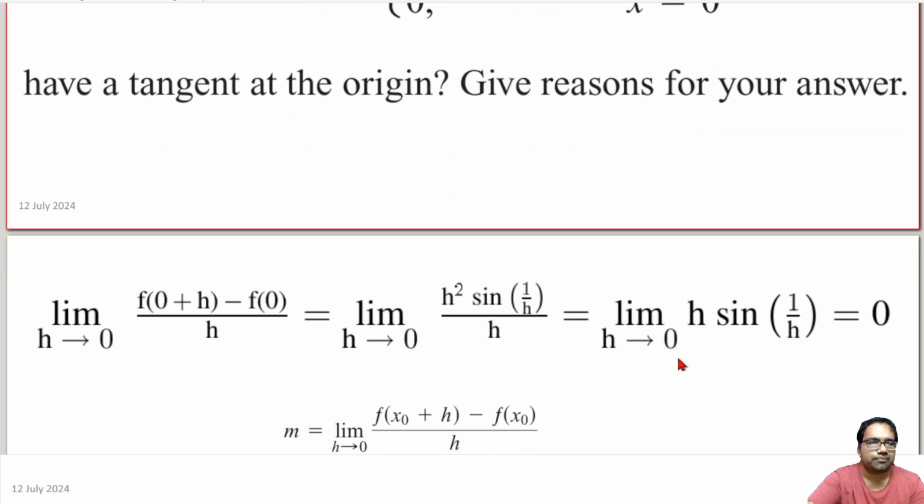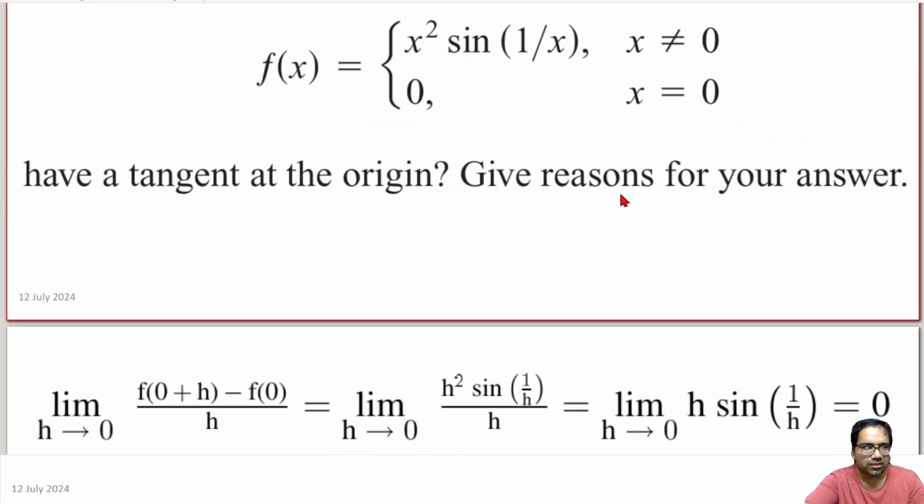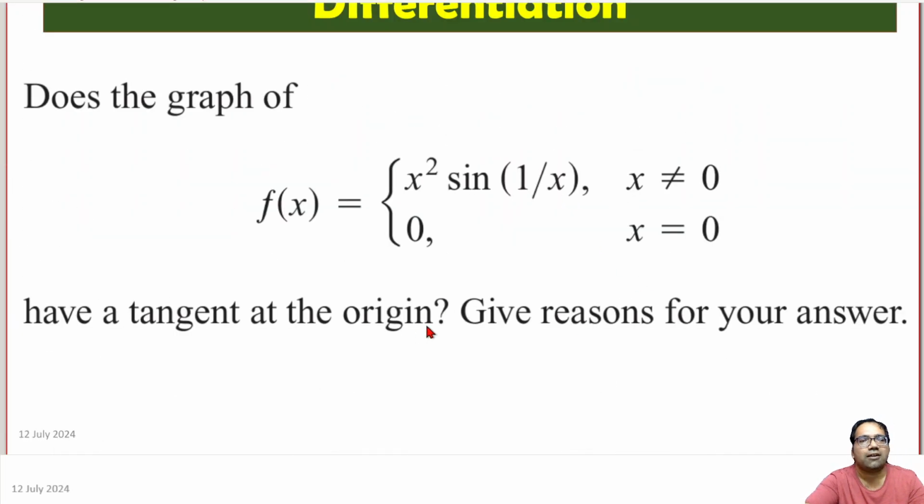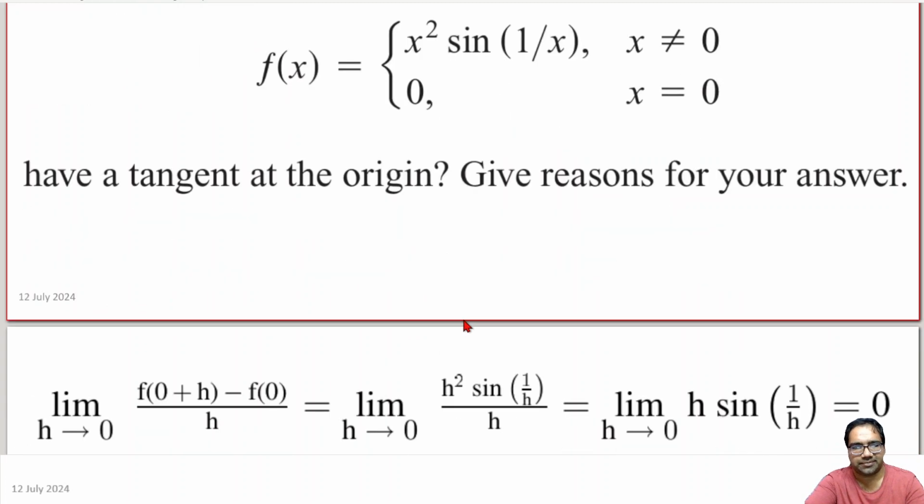And h sine 1 by h, we know this limit is actually equal to 0. What does that mean? The slope is 0. That means this graph has a tangent. We are able to calculate the slope. Right, guys?